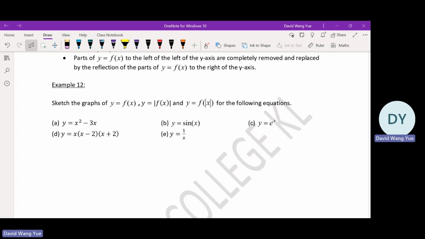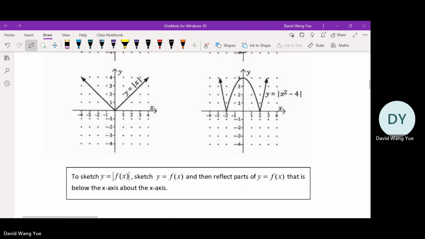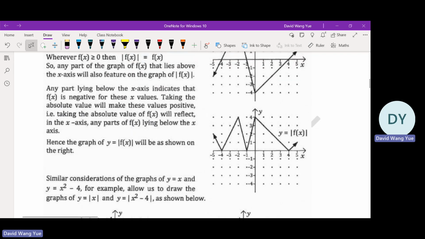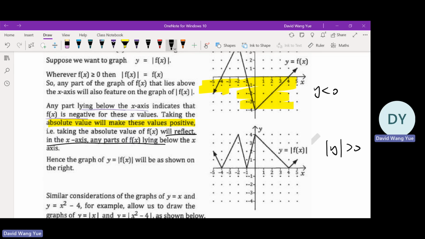Okay, now we sketch the graph of modulus function. Here please take note. When you sketch the graph of y equals modulus of f(x), the part lying below the x-axis means f(x) is negative. When you take absolute value, we'll make these values positive. So whatever is below the x-axis, the y is initially negative. When you take the modulus of y, it becomes positive. So we're going to reflect in the x-axis any part of f(x) lying below.